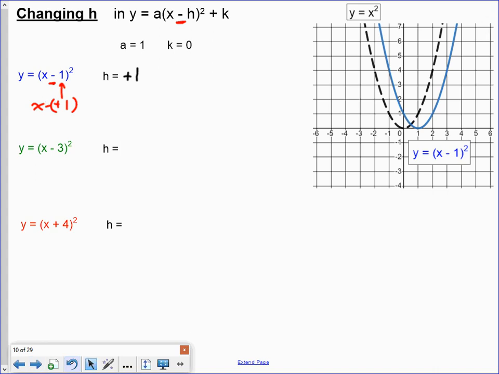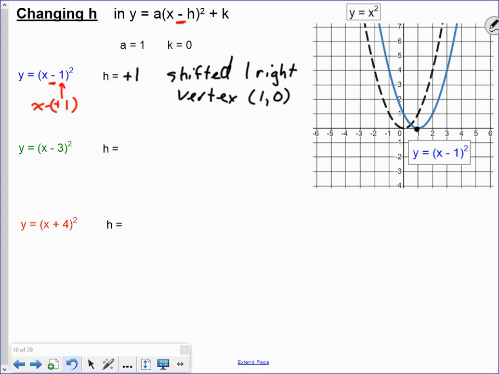How has this changed the graph of our parabola? Well, our vertex has been moved over here from 0, 0 to 1, 0, and our parabola has been shifted to the left. Sorry, to the right. 1 to the right, and our vertex is at 1, 0. Notice the shape of our parabola hasn't changed. We can still, from our vertex, go over 1 and up 1, or back 1 and up 1 to get to our next point.